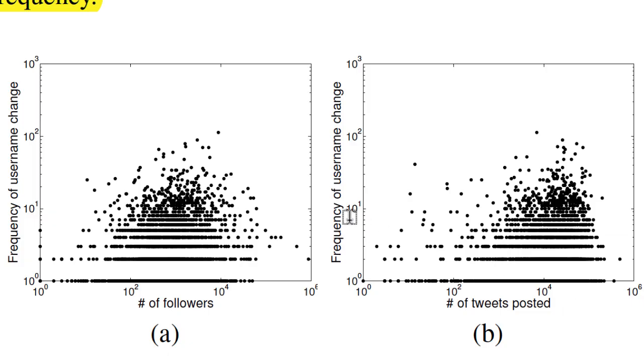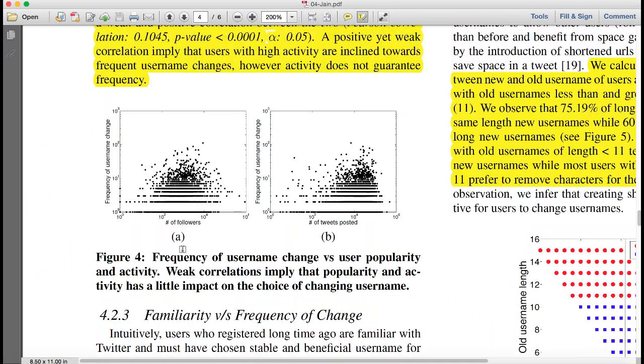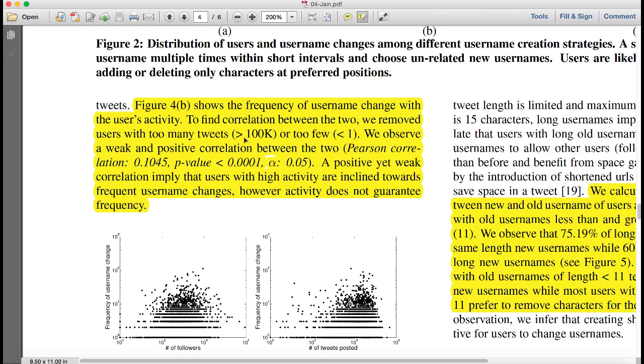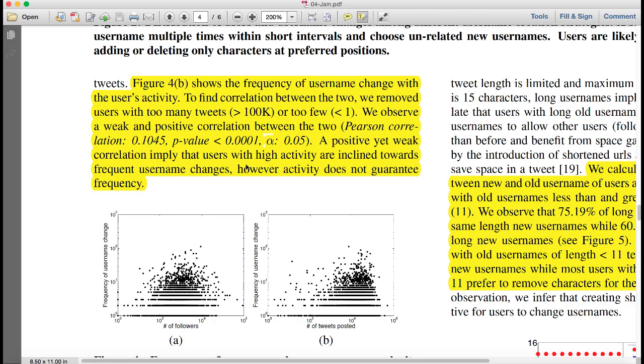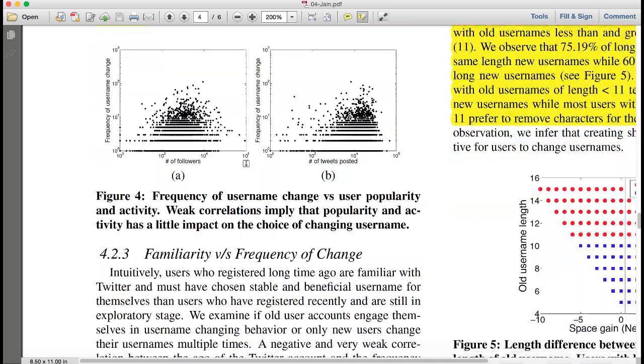If you look at another metric, the percentage of tweets posted versus the frequency of username change, a weak correlation implies that popularity and activity have little impact on the choice of changing username. That's the second graph. Figure 4b shows the frequency of username change with the user's activity. To find the correlation between the two, they again removed users with more than 10,000 tweets and less than 1 tweet. We observed a weak and positive correlation between the two. Same as the number of followers, there's only a weak correlation between the number of tweets posted and the frequency of username change.